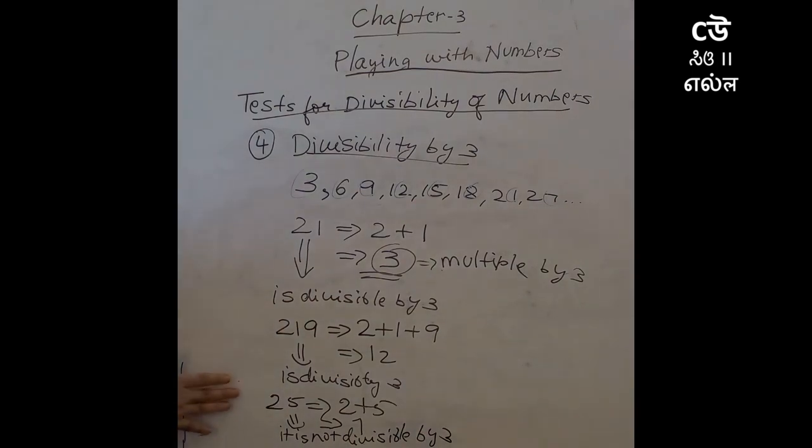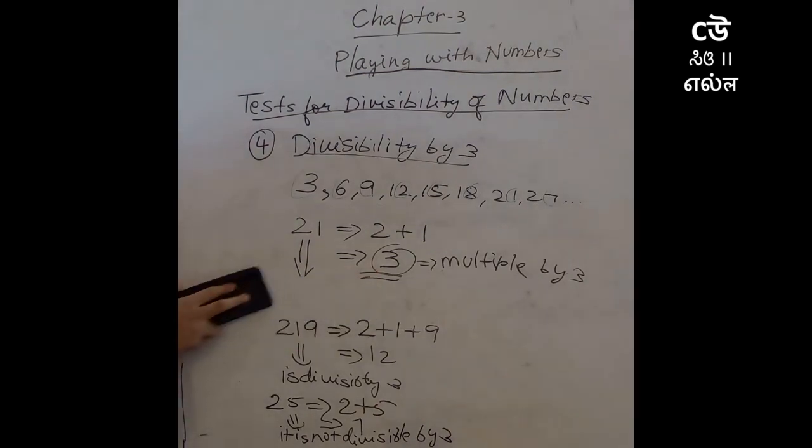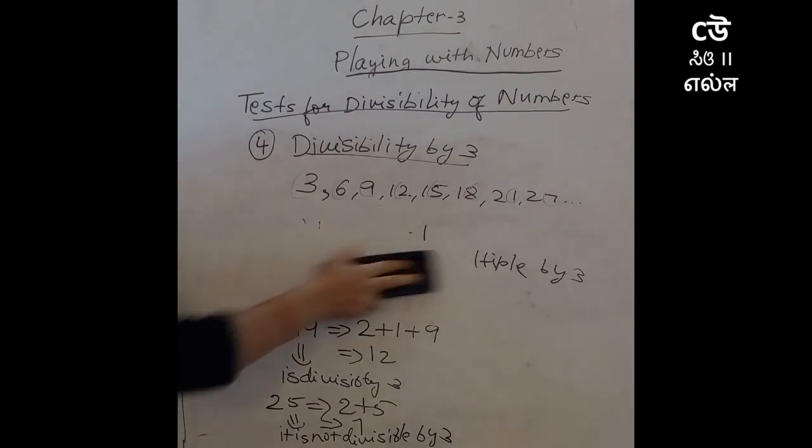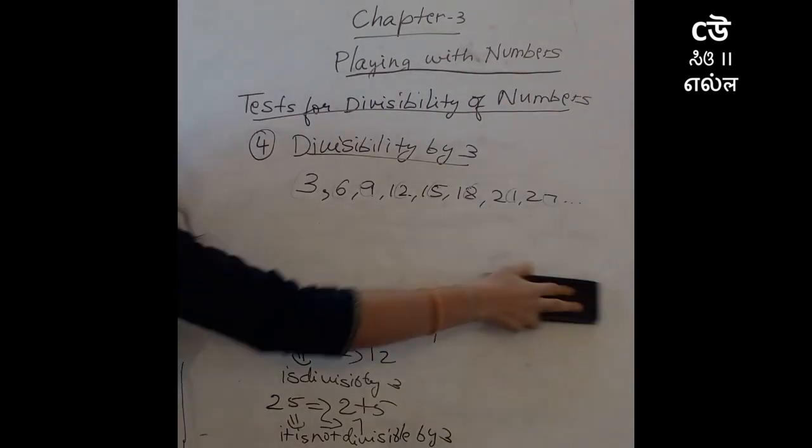So here, what can we conclude by seeing this example, children? By seeing this example, we can conclude that if the sum of the digits is a multiple of 3, then the number is divisible by 3. Okay. I'll write the statement here.